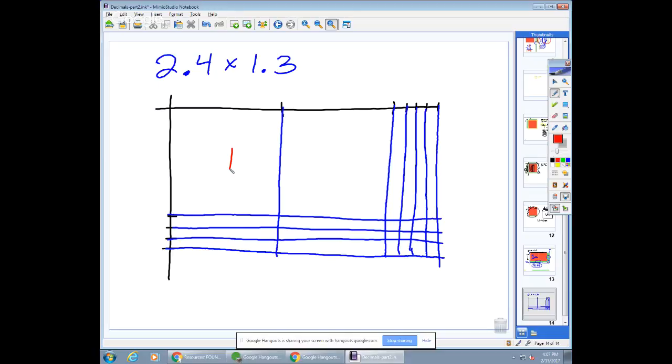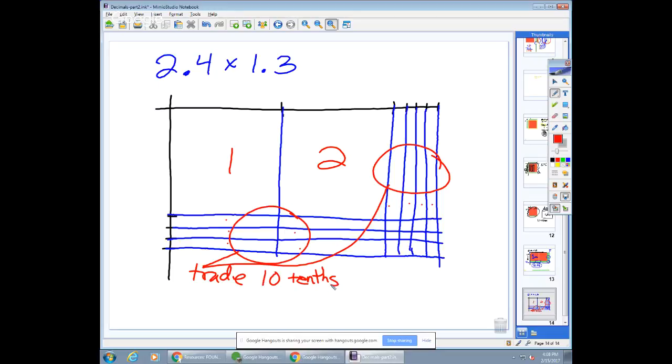So far I have 1, 2 holes. What do we have here? 1, 2, 3, 4, 5, 6, 7, 8, 9, 10. Oh my gosh. This group and this group make a new hole. So I'm just going to make a note. I can trade 10 tenths for 1 hole.